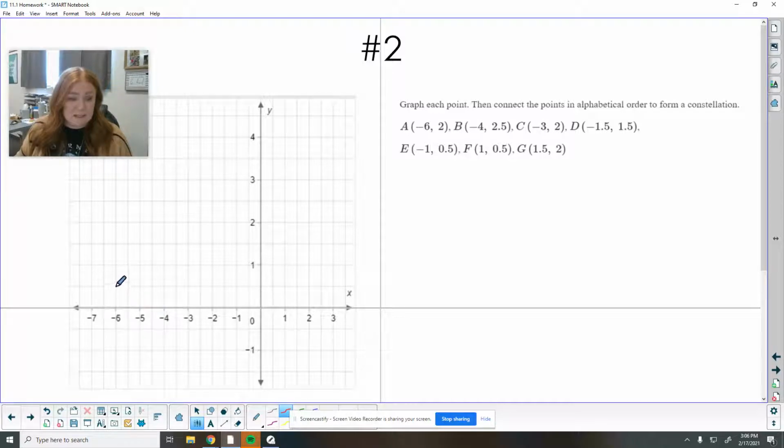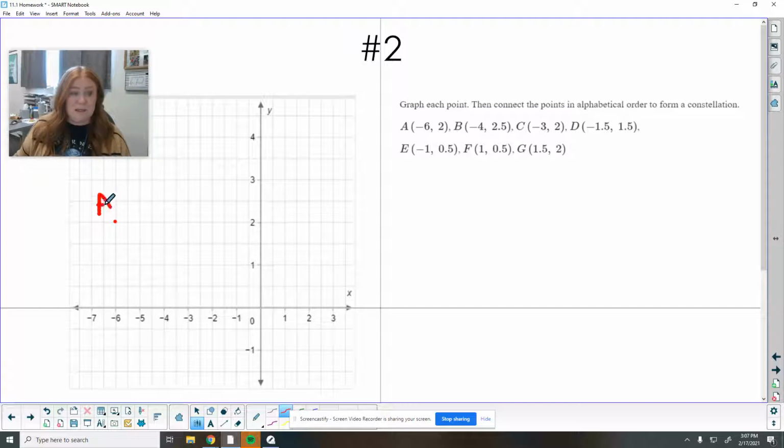-6. So I notice 2 is all the way up here. So this is not just counting by 1. So I can't just follow the grid. I need to pay attention to our interval scale. So over -6, and then up to 2. So we can match these, -6, 2.